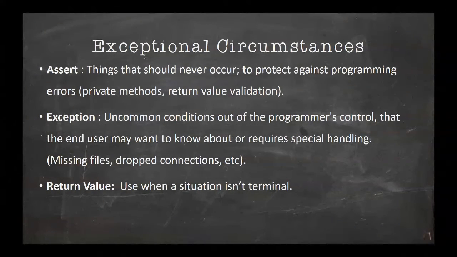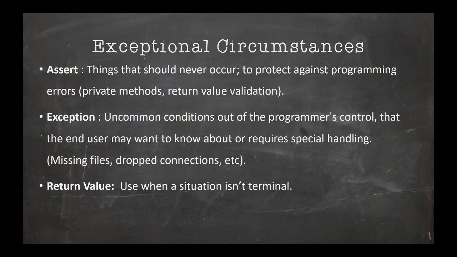Exceptions are the actual throwing of an exception. An assert will throw its own exception, usually terminating the code. A caught exception is something you want to let the end user know about, and it's for uncommon conditions that are out of your control. So it's not something like, oh, I was passing a value that wasn't legal. That would be caught by assert. Here we're catching missing files, dropped connections, stuff like that.